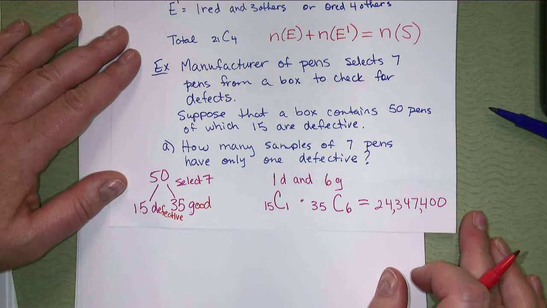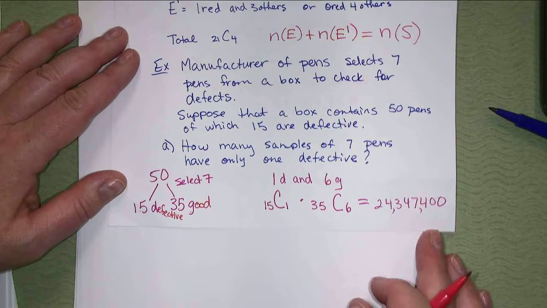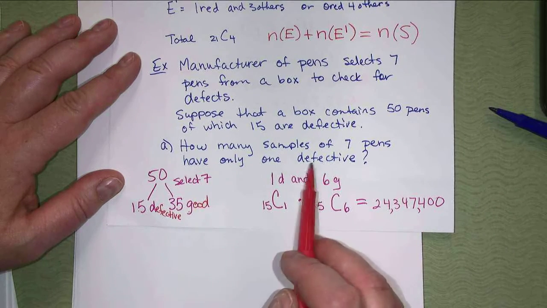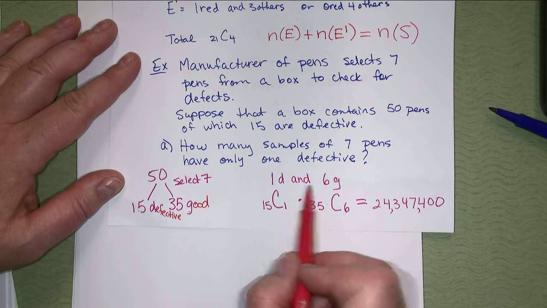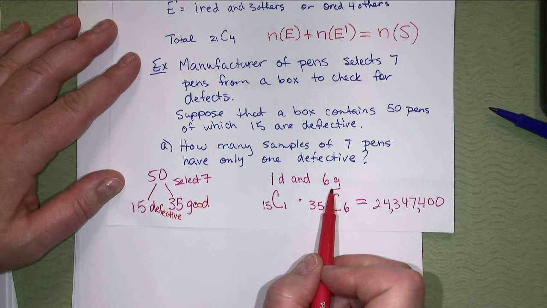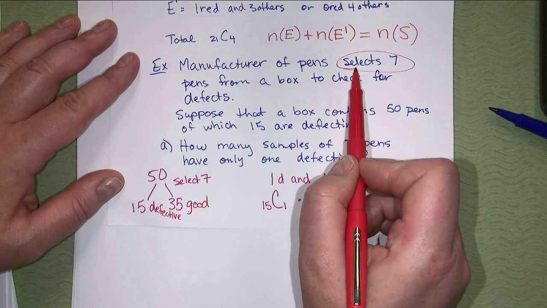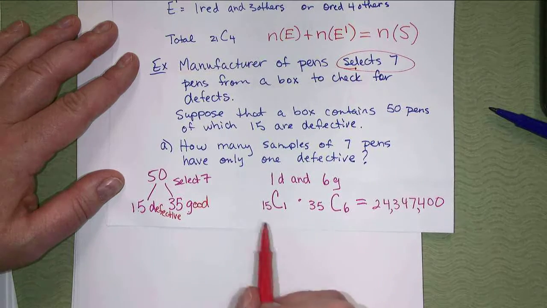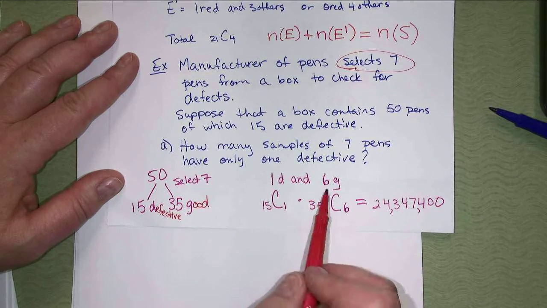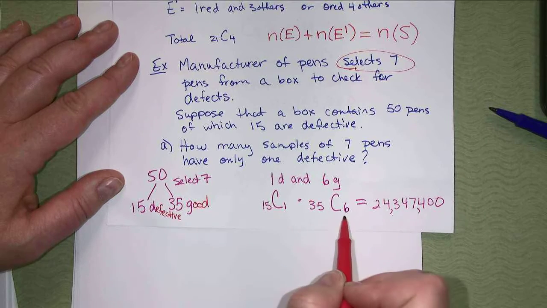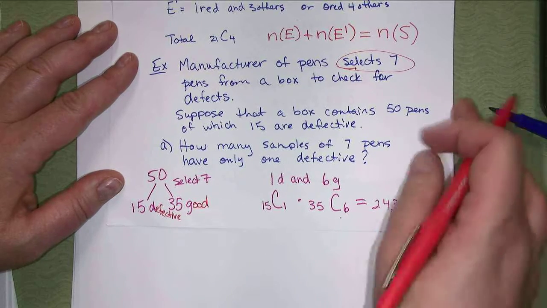And then you can ask any of the same questions. How many ways to pick? So how many samples have only 1 defective? So that would be 1 defective and 6 good, because your sample is selecting 7. Right? So if we want just 1, that's 1 defective and 6 good. So out of the 15 defective, pick 1. There's 35 good, pick 6. And that's a crazy amount.